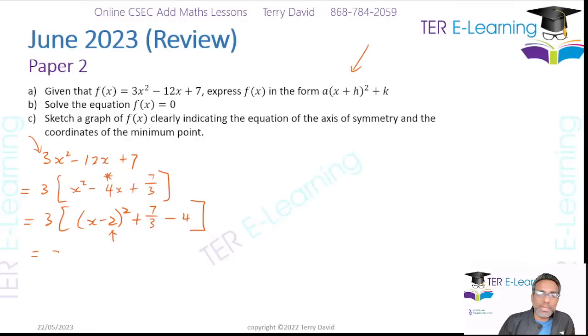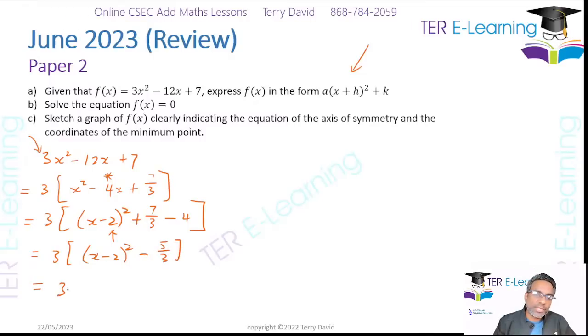So this is going to be 3, open brackets, x minus 2 squared, 7 over 3 minus 4 is equal to minus 5 over 3. And then the final step is to multiply by 3 now. So this becomes 3, open brackets, x minus 2 squared minus 5, right? And this here is your final answer. So make sure you know how to complete the square. They love to bring that, right?